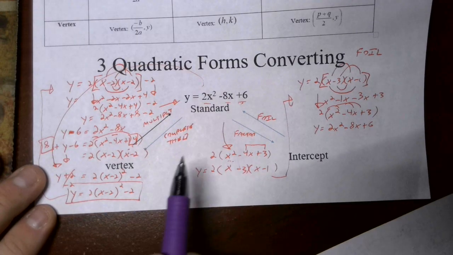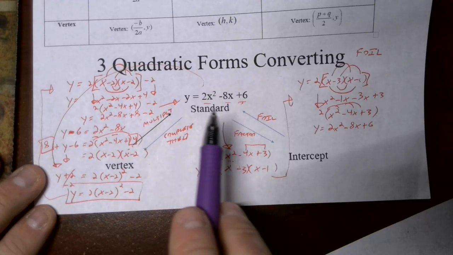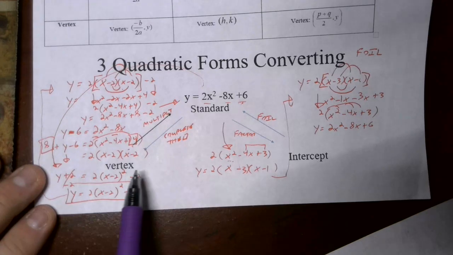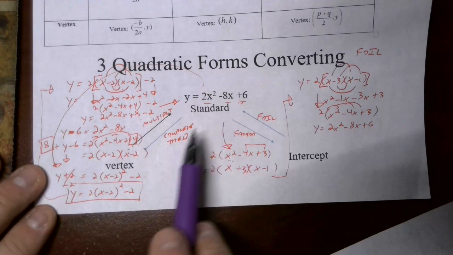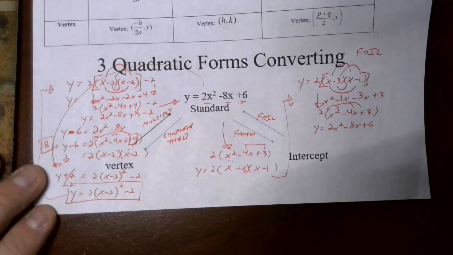So I'm hoping that you guys are seeing how to go back and forth from forms, as those are important algebra skills. And we can't go directly from intercept to vertex or vertex to intercept. It has to go through standard. So hopefully this will help you guys have a good foundation to make sure we're getting ready for our assessment coming up. All right, we'll see you guys later.